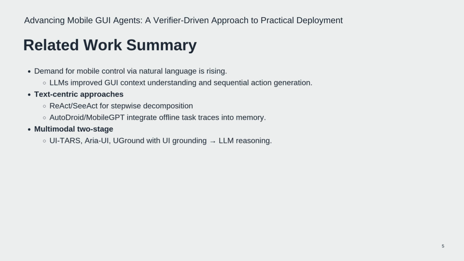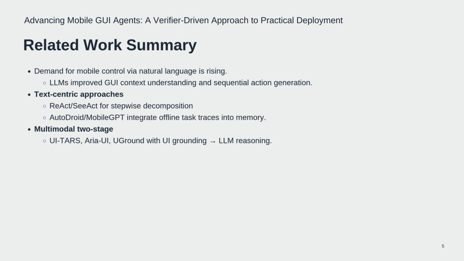First, text-centric approaches. These use LLMs to reason and act using text alone. For example, ReAct and CoAct style agents break the task into reasoning steps and action steps, step by step, using the LLM's own chain of thought. Others like AutoDroid and MobileGPT try to improve the LLM agents by providing them with offline task traces or demonstrations. They integrate recorded sequences of actions, logs of how tasks can be done, into the model's memory or prompt, so the LLM has examples to follow.